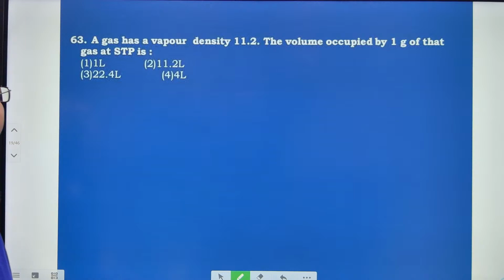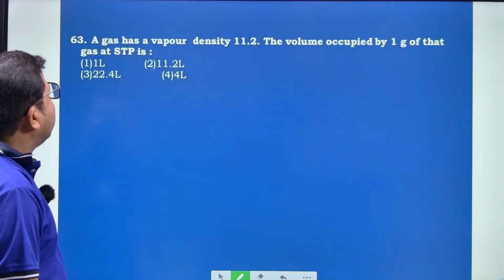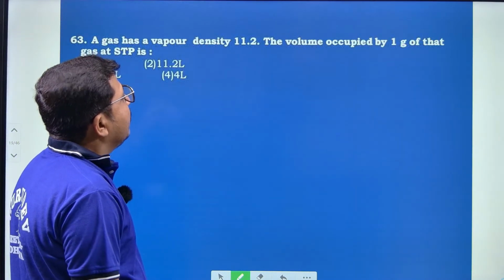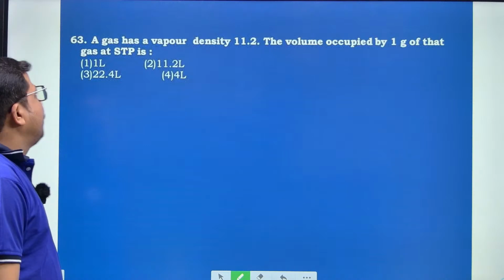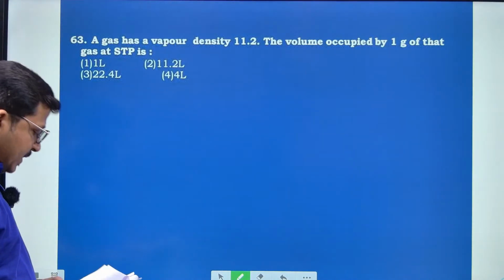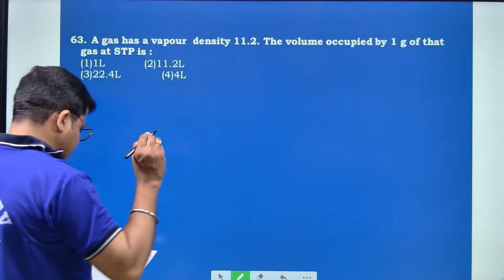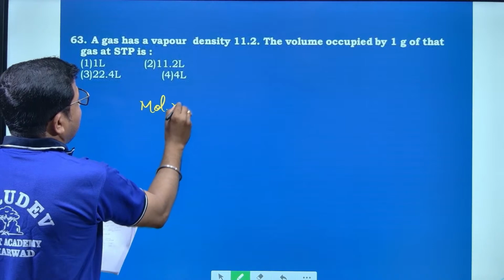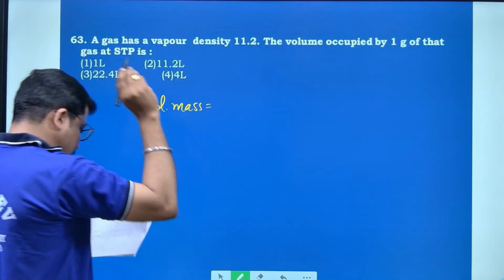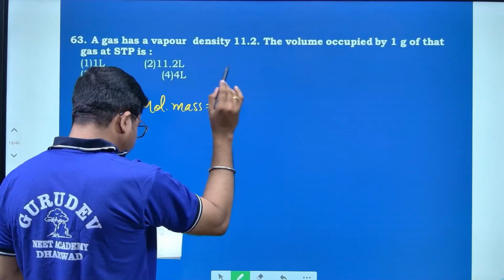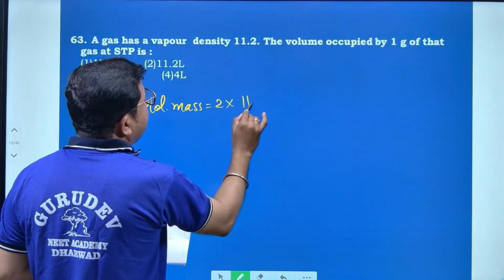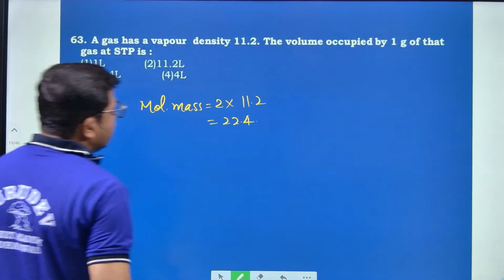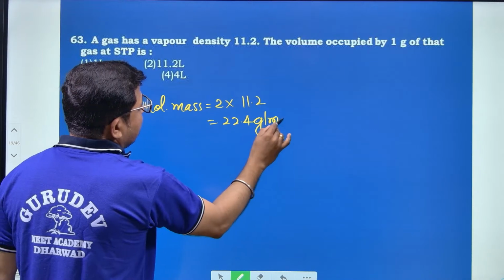And let us move to question number 63. A gas has a vapor density of 11.2. The volume occupied by 1 gram of that gas at standard temperature is. Here they have given that the molar mass is equal to 2 into 11.2, that will become 22.4. So 22.4 grams per mole.